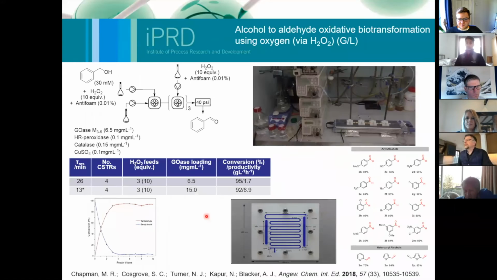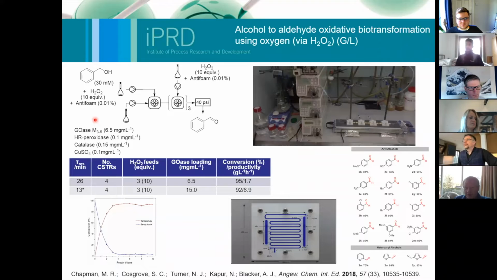Okay, another example, this time an aqueous reaction. What we wanted to do is use an enzyme, galactose oxidase, to oxidize an alcohol to an aldehyde. And if you use air, it's a very slow reaction. It takes 24 hours for the reaction to occur. And the reaction's limited by the concentration of oxygen in the solution.